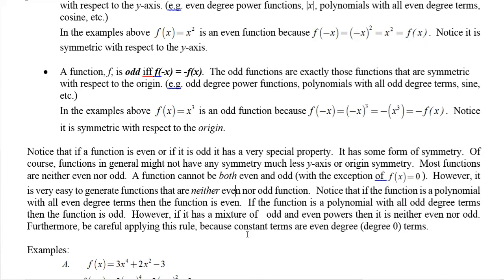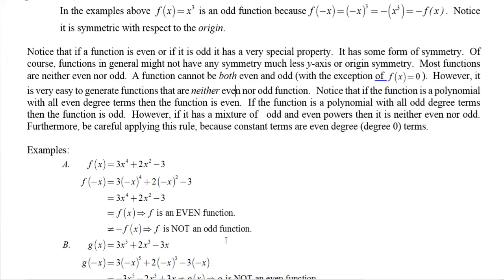If it's a polynomial function, all the terms have to be even degree to be even. Remember, a constant term is degree 0. If the function is a polynomial with all even degree terms, in other words, all the powers of x are even numbers, that'll be an even function. And if the polynomial has all odd degree terms, then that's going to be an odd function. But if it's got a mixture of odd and even powers, it's neither.